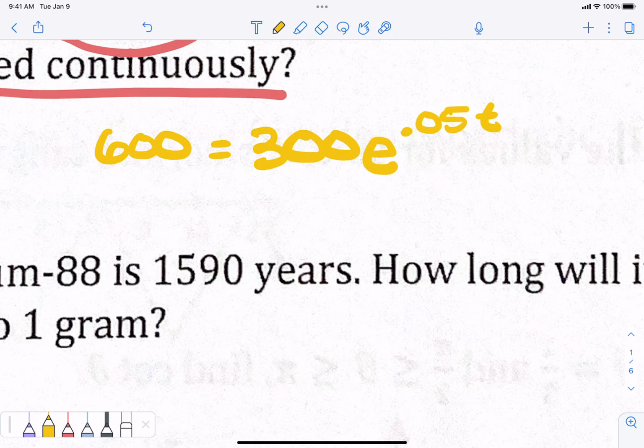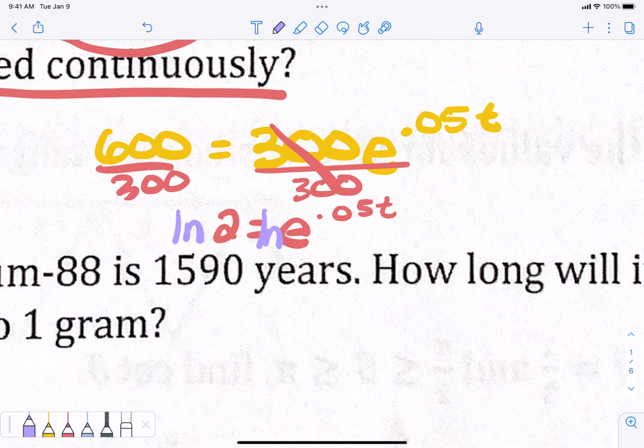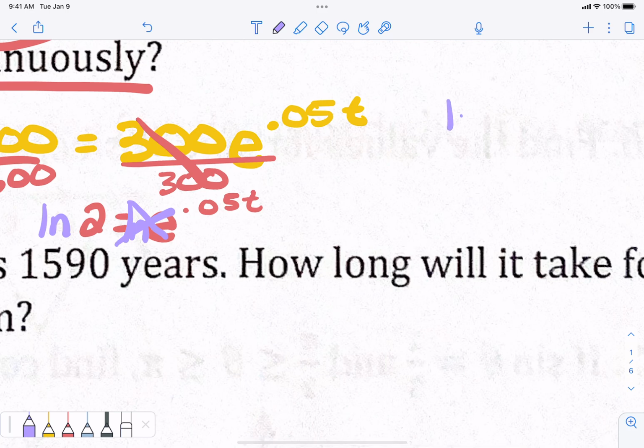All right, so what should we do first? We have to unwind this to get T by itself. Divide by 300, which of course should be 2. So 2 equals E to the 0.05 T. Now T is stuck up there and we want him down, so we have to get rid of E somehow. What gets rid of E? ln is his inverse. You ln both sides. If you do it to one side, you have to do it to the other. The magical thing is ln and E cancel out. So right now I have ln of 2 equals 0.05 T, and it comes down.